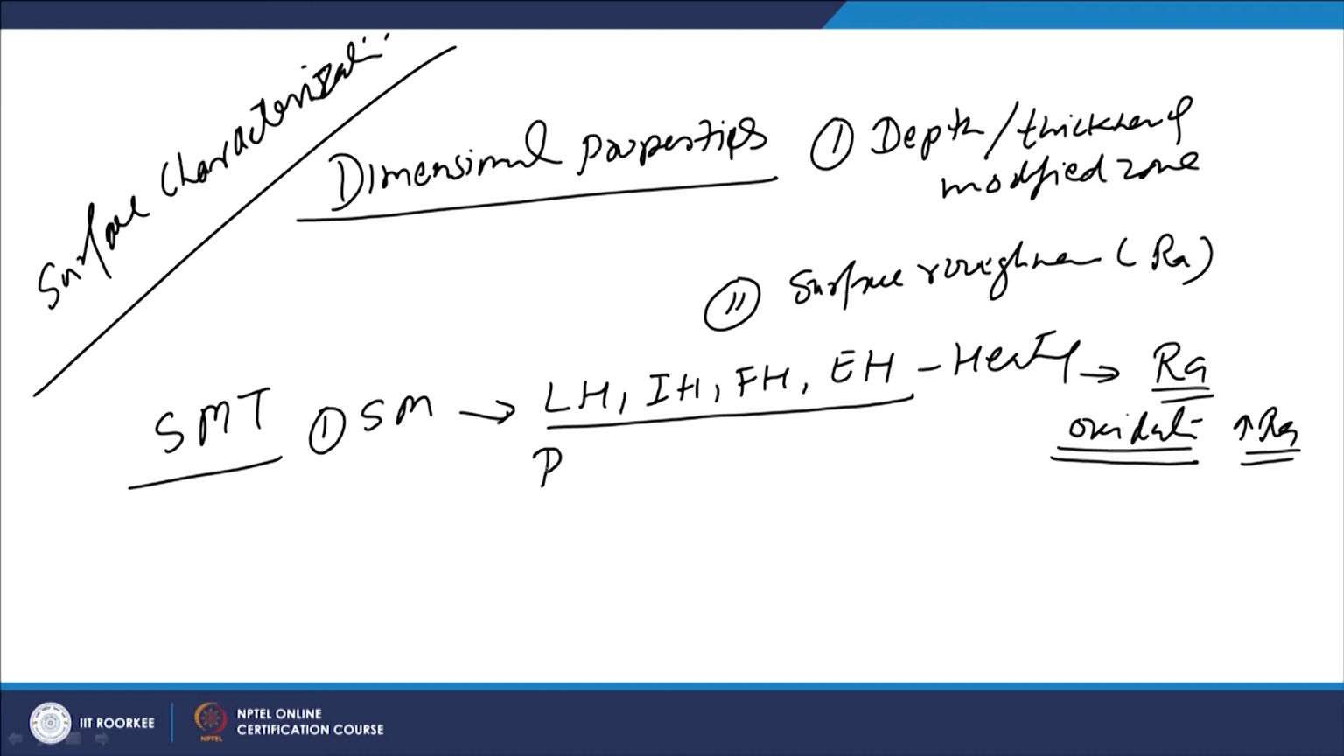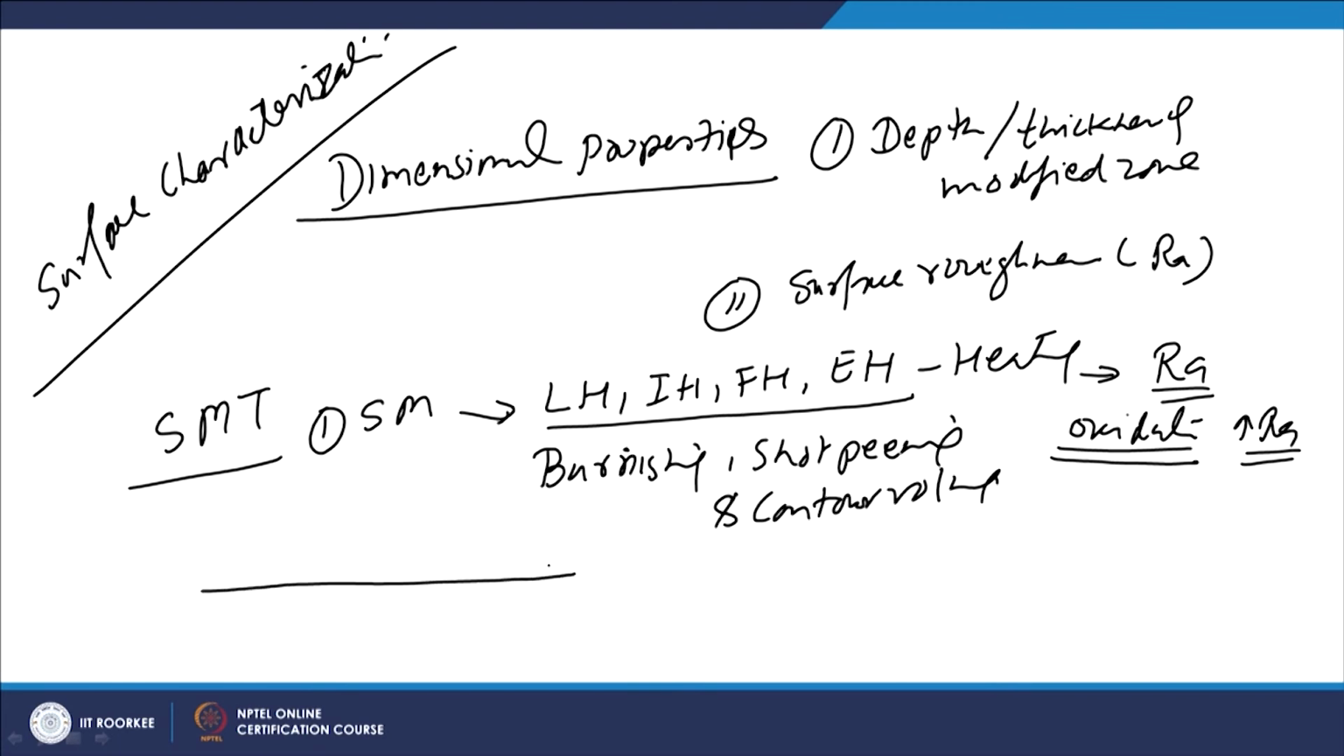Then there is another group of processes under this, where we use mechanical stresses, for example burnishing, then shot peening and contour rolling. In all these cases, the surface layers are intentionally deformed to achieve the required work hardening effect, so that the enhancement in surface properties can be achieved.